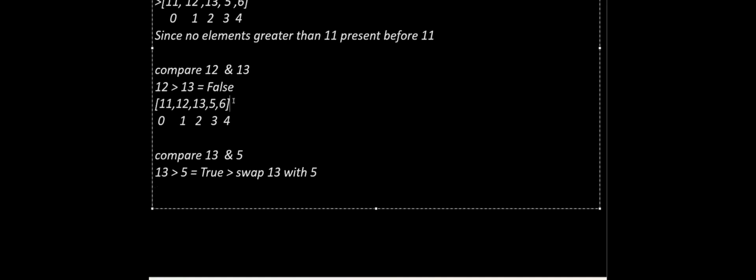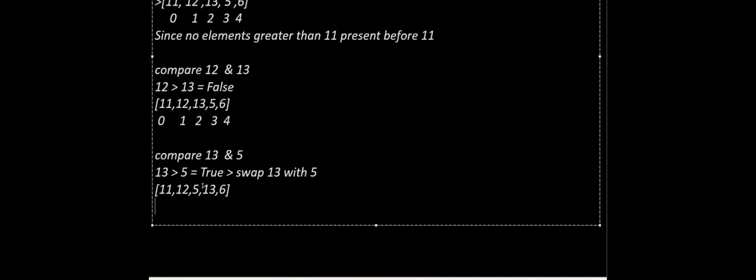After swapping, how will my list become? I just copy pasted the list. After swapping, my 5 comes to the position of 13 and my 13 comes to the position of 5. You can see here, in this way my list got swapped. Now you can tell me, is 5 smaller than 12? That is, is 12 greater than 5?